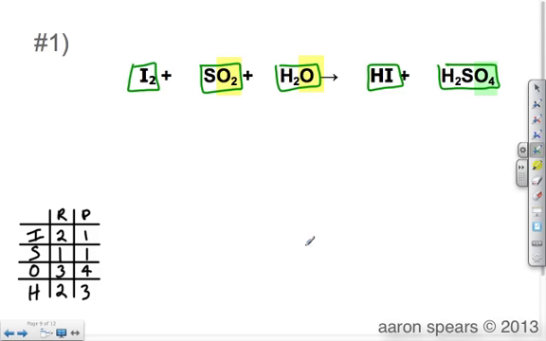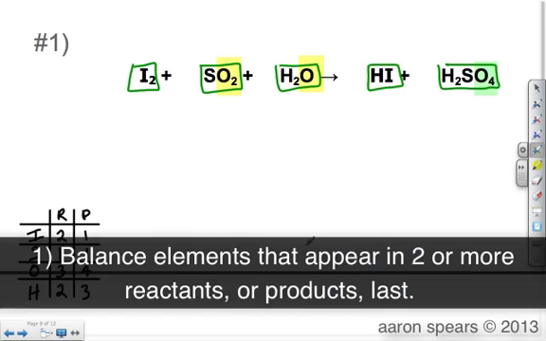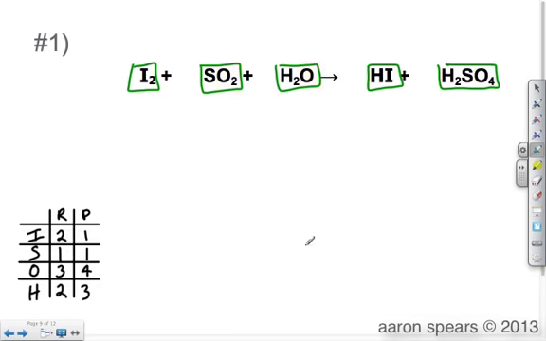And so my first suggestion of the night is that if you have a situation like this where you have an element that's found in more than one reactant or more than one product, save that element to balance last as you're balancing the atoms. And let me show you what I mean.